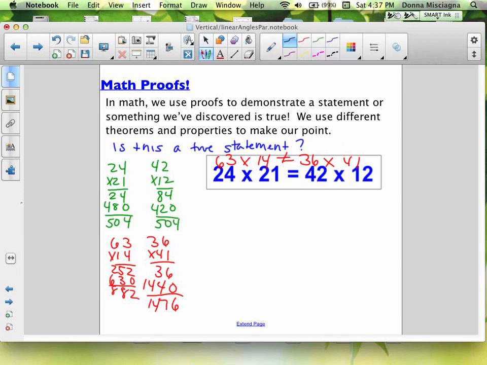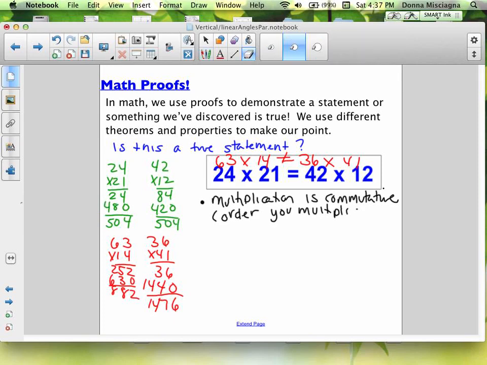Well, first of all, multiplication is what's called commutative. I like to use the right terminology so that you learn the terminology. So multiplication is commutative. What does that mean? That means the order you multiply doesn't matter. The order you multiply in doesn't matter.